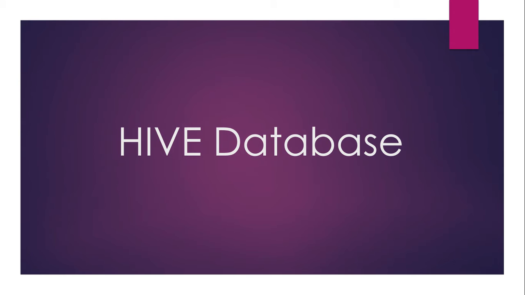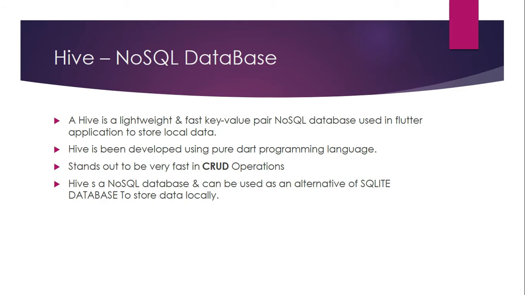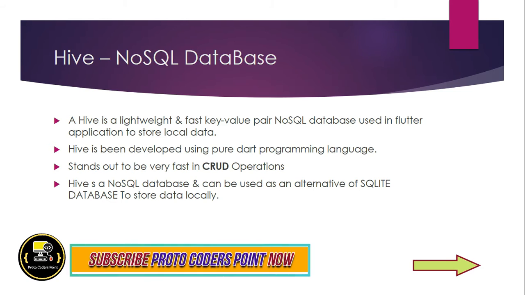Okay, so let's begin. Hive is a NoSQL database used to store application data locally in your mobile device. Hive follows a key-value pair model, so the data is stored as a key and a value. By making use of the key, we can access the data that is stored in your Hive database.